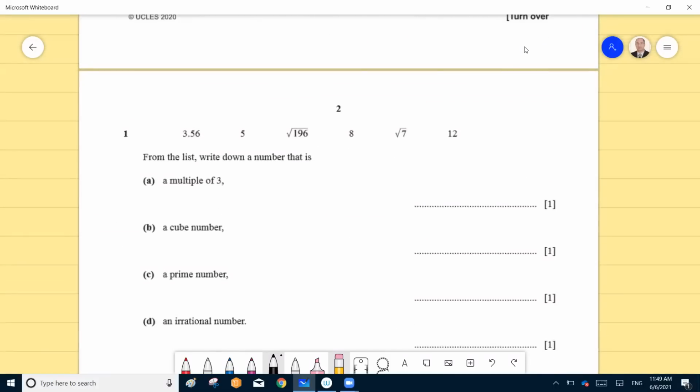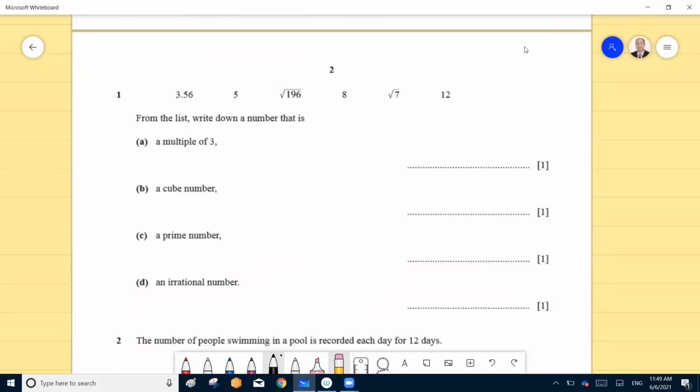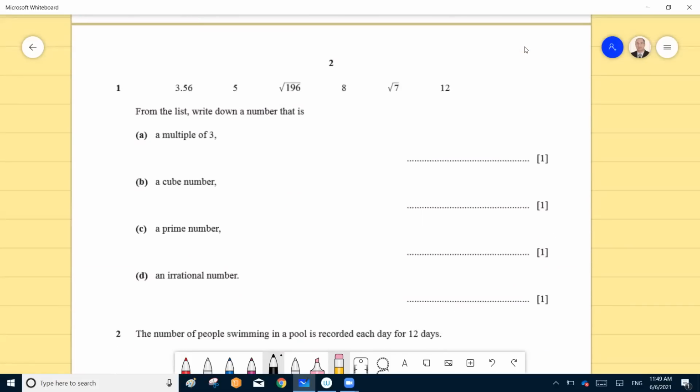From the list, write down a number that is a multiple of 3. 12 is a multiple of 3. A cube number, 8. A prime number, 5. An irrational number, square root of 7.